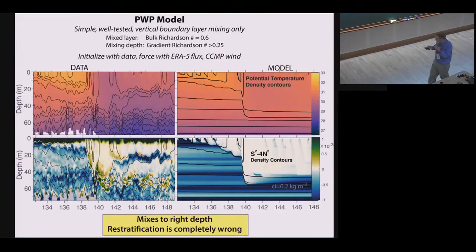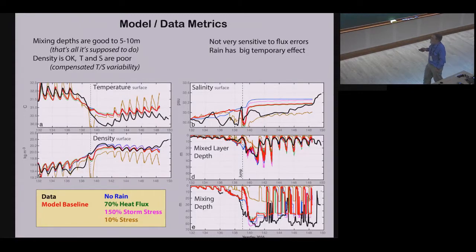Here is a model run of the same thing for the PWP model. You can see that it mixes to about the right depth, and the restratification is completely wrong. That part is completely wrong, but the amount of mixing is about right. You can look at that. This is more or less what I just said. You can look at that also in a sensitivity study.